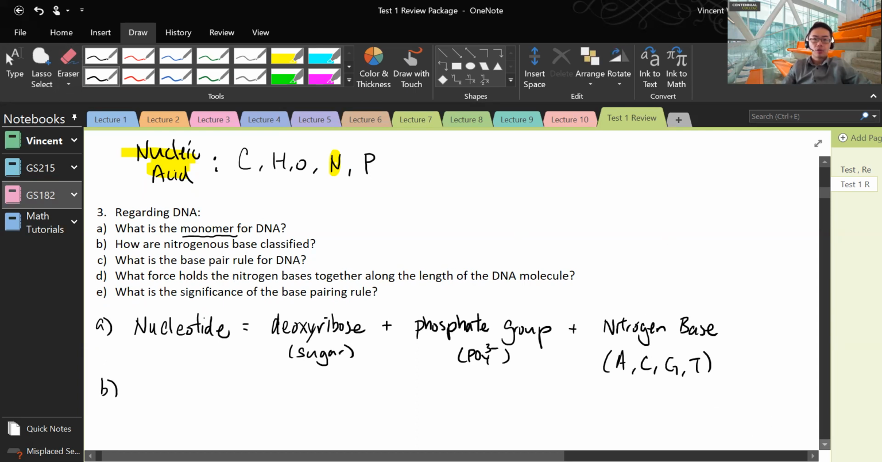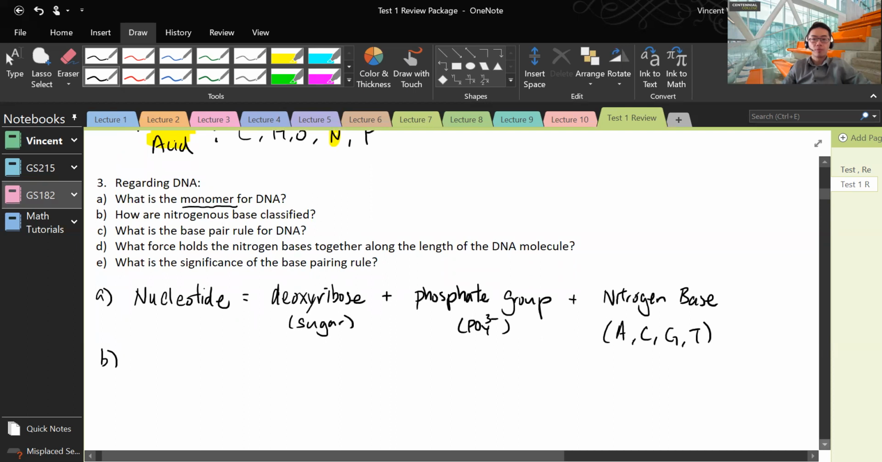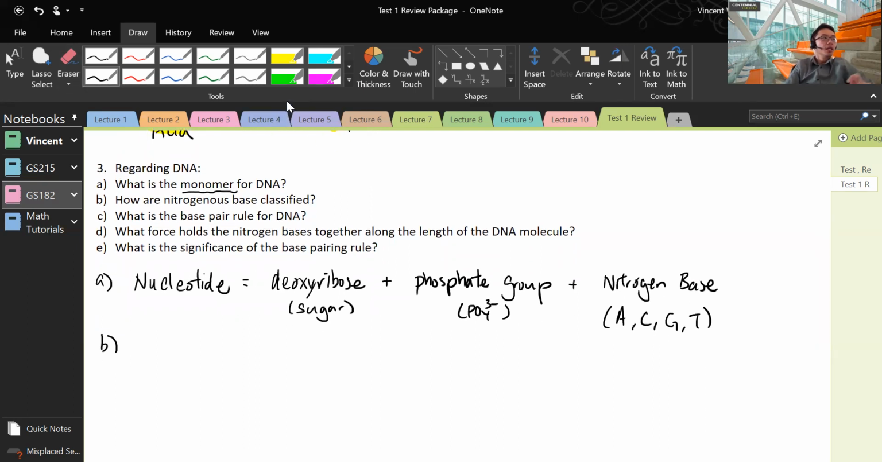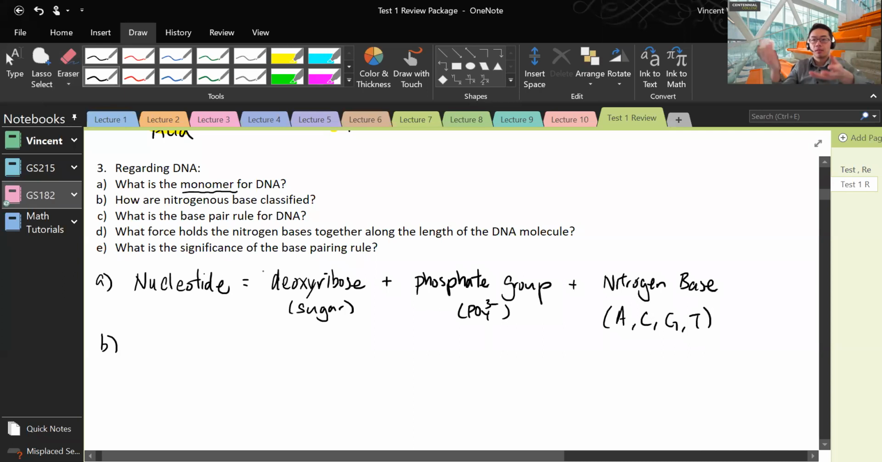Part B. How are nitrogenous base or nitrogen base, how are they classified? Anybody remember? What are the two groups of nitrogenous base? What do we classify them as? Yeah, they could be purines, right, or pyrimidines.